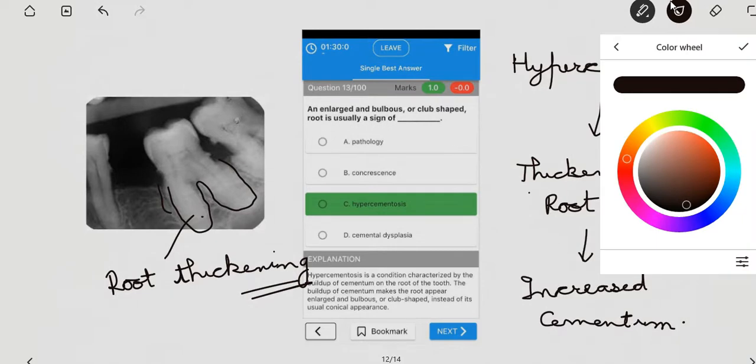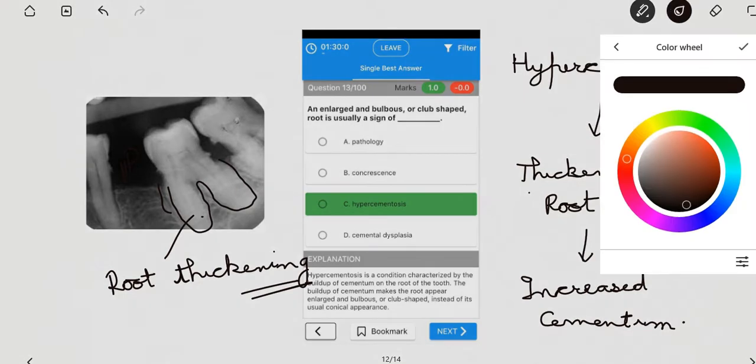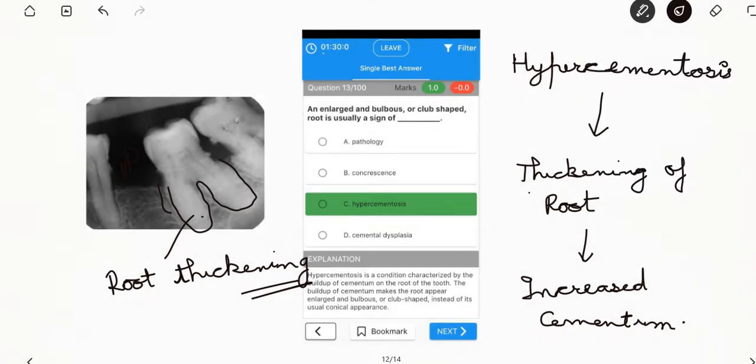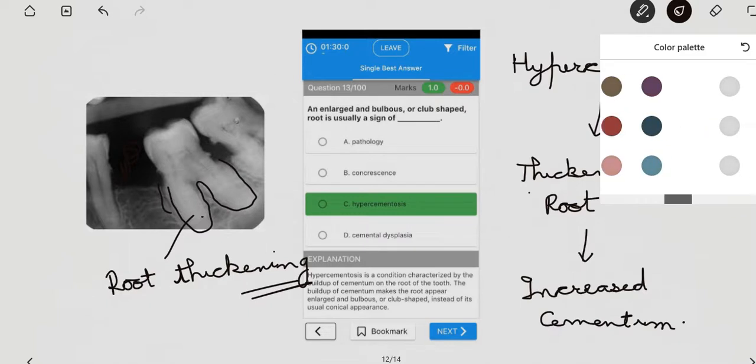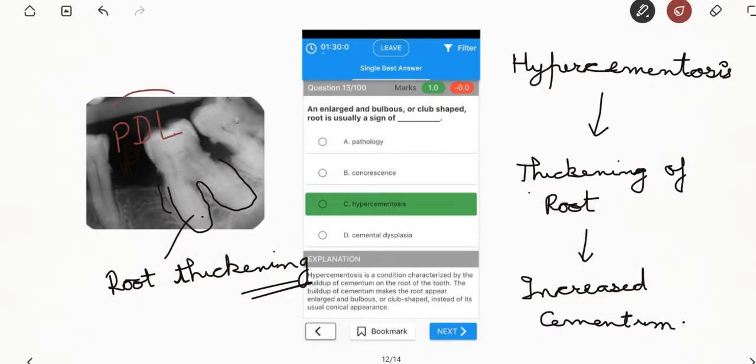And on radiograph, what would you see? In radiograph, you would see the affected tooth demonstrate a thickening of the root. In this figure, you can see this root is thickened. The enlarged root is surrounded by radiolucent periodontal ligament space and the intact lamina dura.